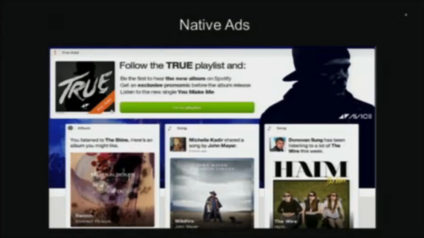One of the key things we care about is serving premium branded experiences on Spotify. We've been thinking a lot along the lines of coming up with native ads which look and feel more like the content on our platform. So they are not really intrusive, and this is an example of a music album promotion.